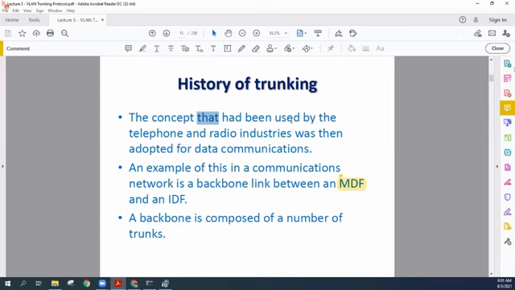Right? The concept that had been used by the telephone and radio industries was then adapted for data communication. The history is with the telephone and radio infrastructure. They used different frequencies and broadcast in the telephone networks. They used multiplexing and demultiplexing operations and communicated with each other. That helps us think about how we are going to do that digitally.